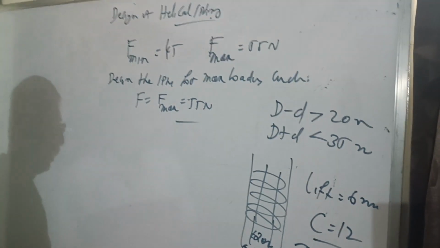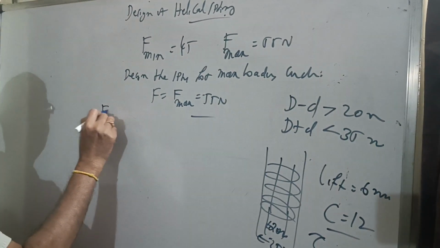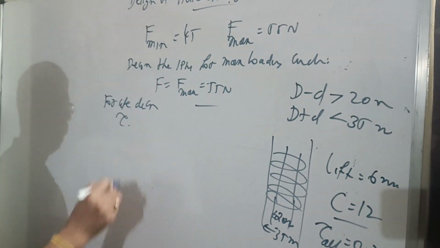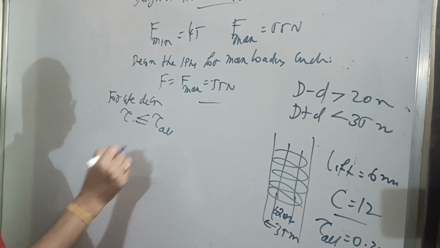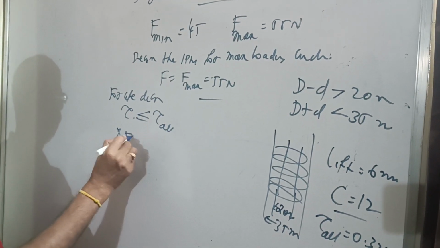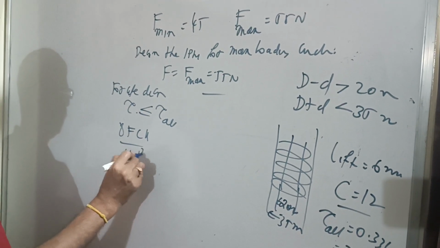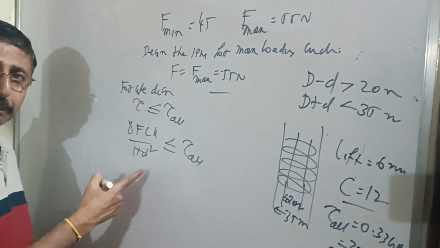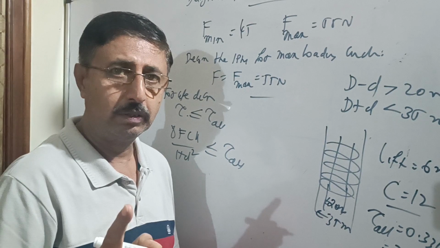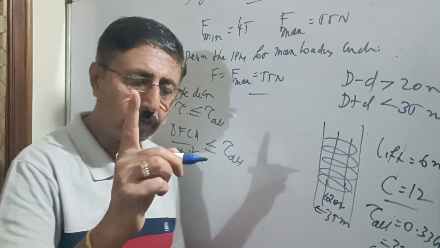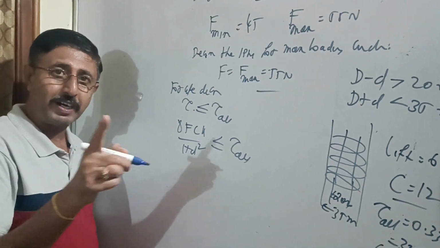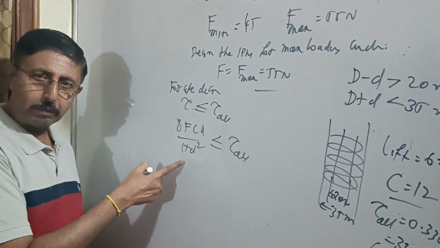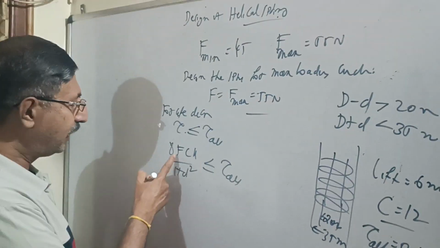Now, for safe design, we all know that the maximum shear stress tau should be less than or equal to tau allowable. What is the maximum shear stress? 8 F C K by pi d square should be less than or equal to tau allowable. Please note, these formulas are available in the data handbook. Don't mug up all the formulas. Don't mug up any formula. All the formulas are available in the data handbook. So you refer to the data handbook. 8 F C K by pi d square.